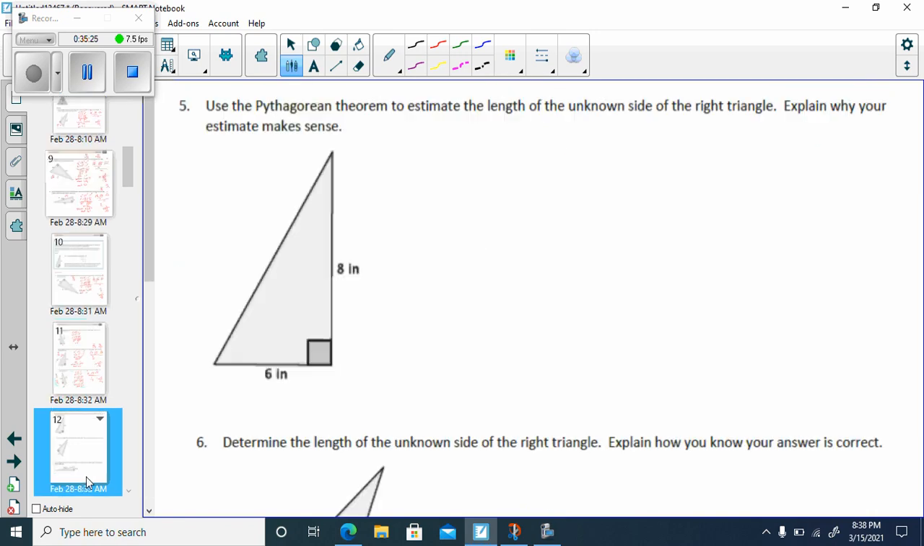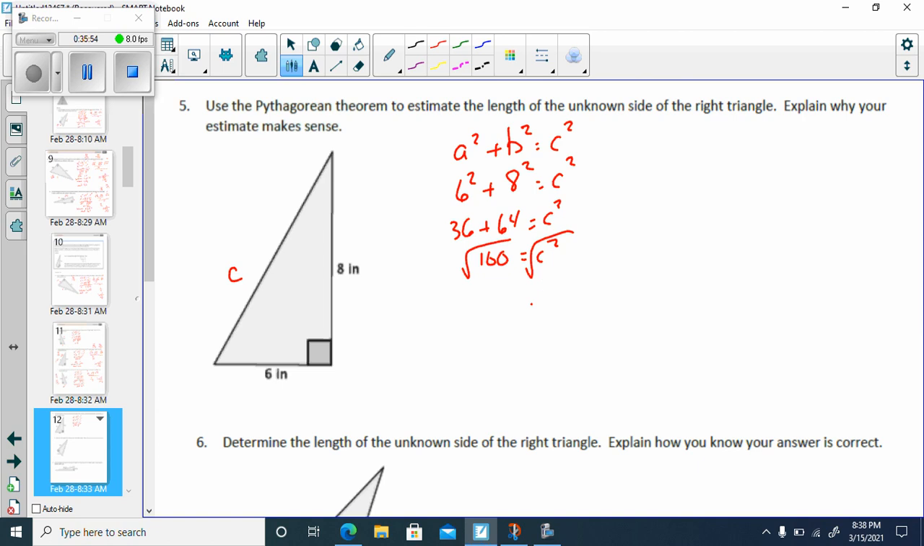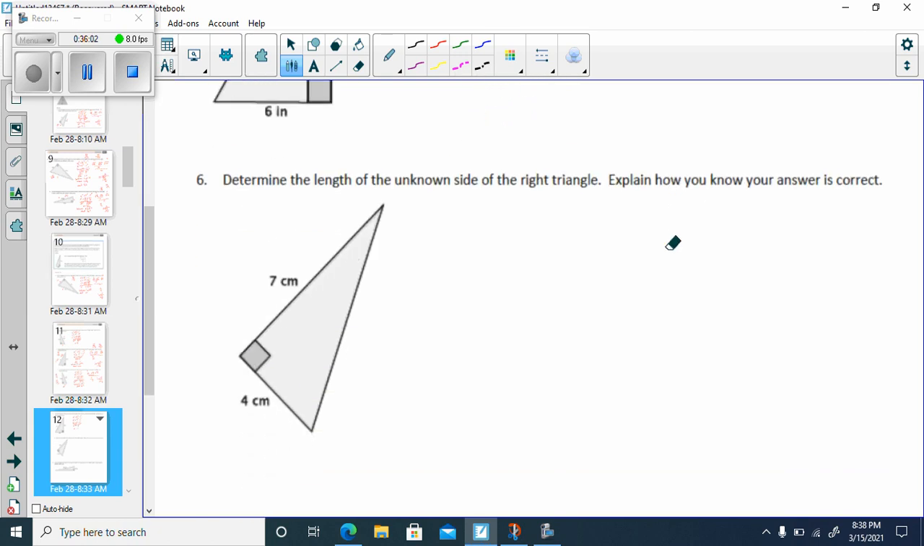Okay, let's go to number 5, which is on page 12. This is the hypotenuse. It's across from the right angle. A squared plus b squared is equal to c squared. Okay, doesn't matter which one's a and which one's b. 6 squared plus 8 squared is equal to c squared. 6 squared is 36. 8 squared is 64. That gives me c squared. 100 is equal to c squared. And the square root of 100 is actually 10. I don't need to go any farther, do I? It gave it to me as a perfect thing, because 100 is a perfect square.